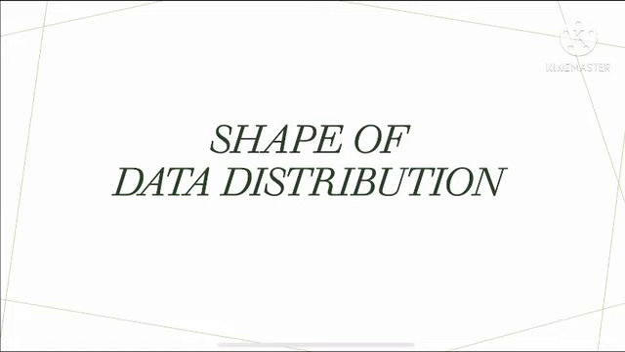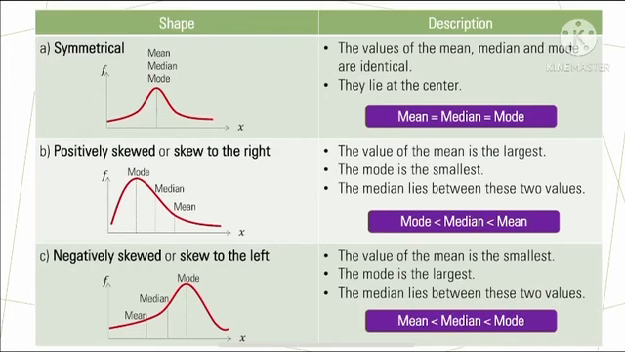We can determine the shape of data distribution by comparing the values of mean, median, and mode. There are 3 shapes of data distribution. The first one is symmetrical. The graph is a bell shape where the values of mean, median, and mode are equal and lie at the center. The second type is positively skewed or skewed to the right. From the shape of the graph, the value of the mean is the largest, the mode is the smallest, and the median lies between these two values.